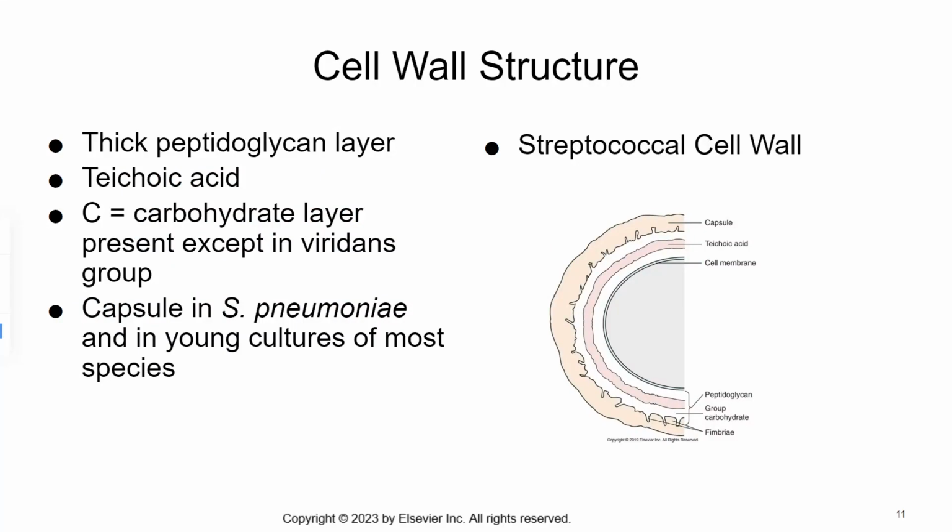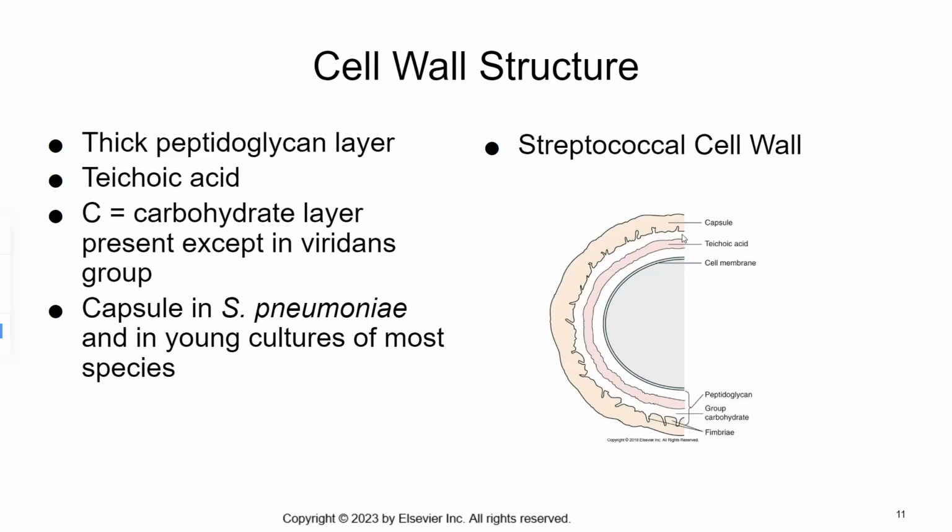So the cell wall structure. Just like any other gram-positive microorganism, we have the cell membrane. Then there's a thick layer of peptidoglycan with teichoic acids. And then you have this group carbohydrate. This group carbohydrate will put this strep in a particular Lancefield group.